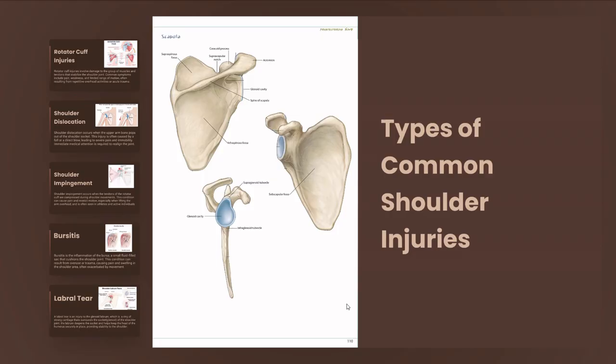Before going to particular shoulder injuries, I would like to tell you the top common injuries: rotator cuff tear, shoulder impingement and dislocation. These are a few injuries which we commonly see in our clinical practice. Before going to that, I would like to explain why they happen.